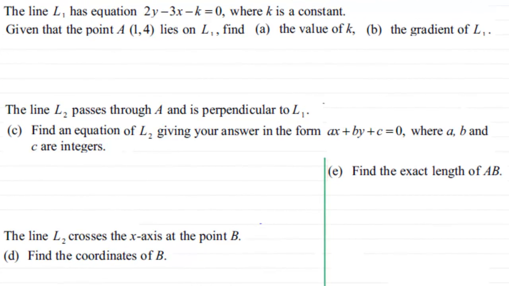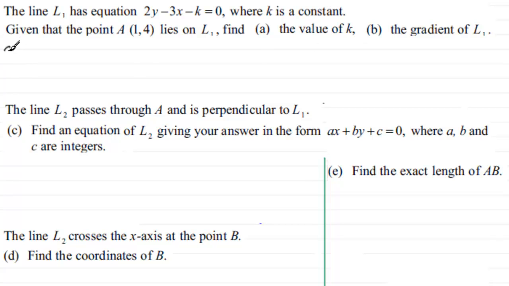Now here's an example on coordinate geometry and the equation of a straight line. If there's any parts here that you're unsure of, you can always just fast forward them to the worked solution. But essentially what we've got here is the line L1. It has an equation 2y minus 3x minus k equals 0, where k is a constant. And we're given that the point A, which has coordinates 1, 4, lies on the line L1. And in the first part we've got to find the value of k.